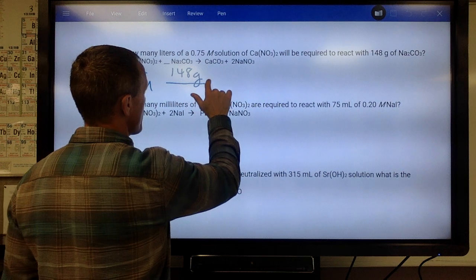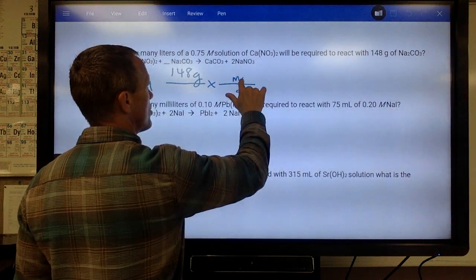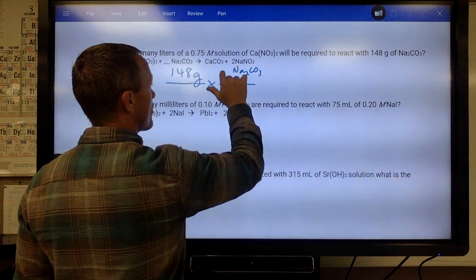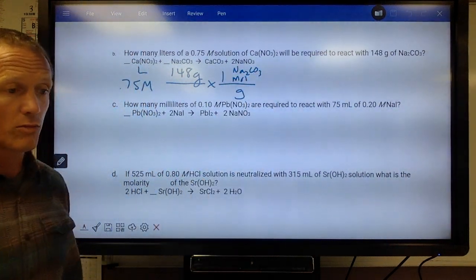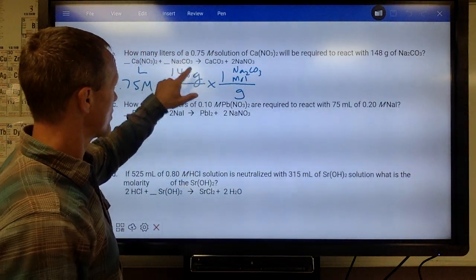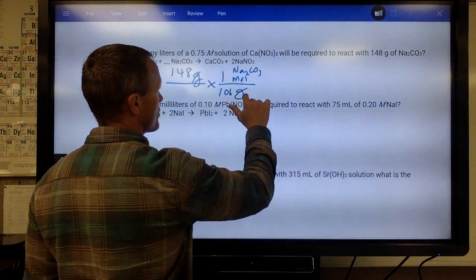So start with our 148 grams. We're going to go grams to moles of Na2CO3. Remember, you're looking up how much 1 mole is. On the periodic table, add those up. 2 Na's, 1 C, and 3 O's is 106 grams. That cancels with that.